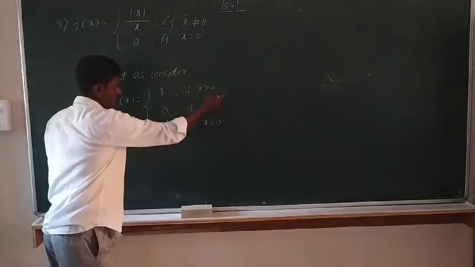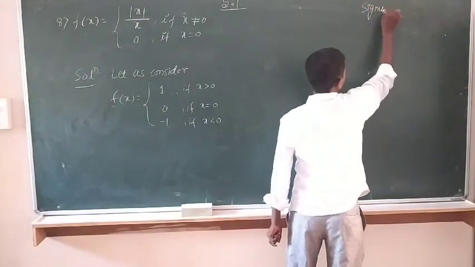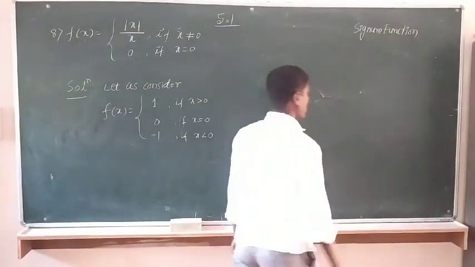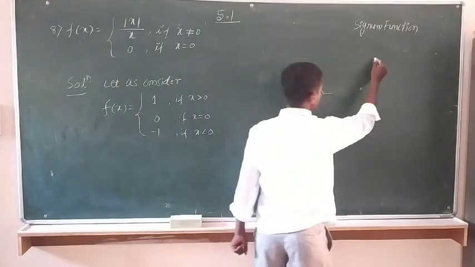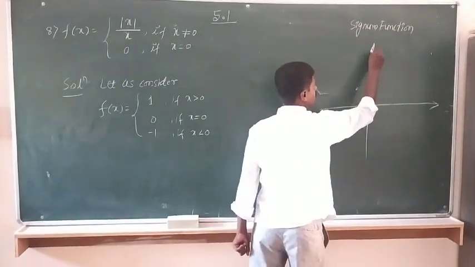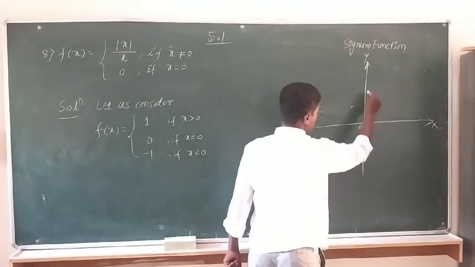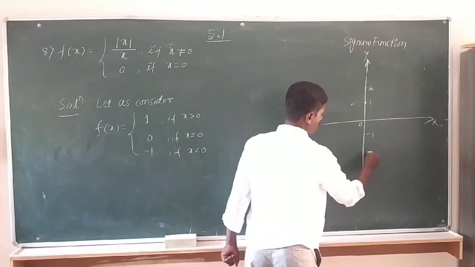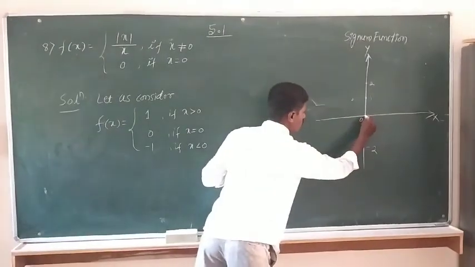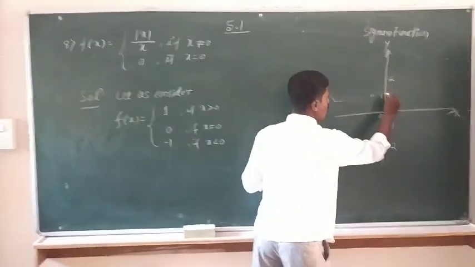Now this is nothing but a signum function. What is this? Signum function. You are already familiar with the signum function because you studied it in class 11th. The graph of the signum function is like this. This is a Cartesian plane or xy plane, y axis, x axis, 0. Here 1, 2, here minus 1, minus 2. When x equals 0, the function is 0. When x is greater than 0, the value of the function is 1.